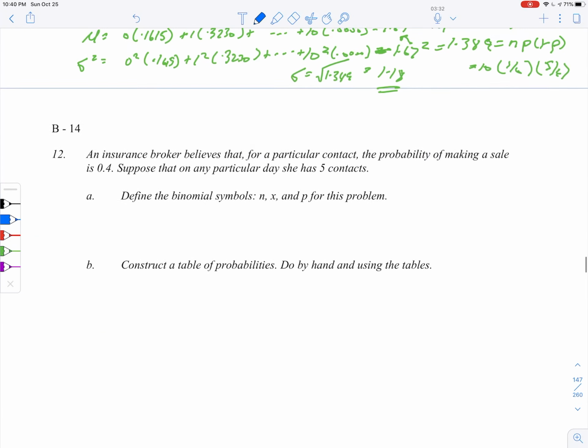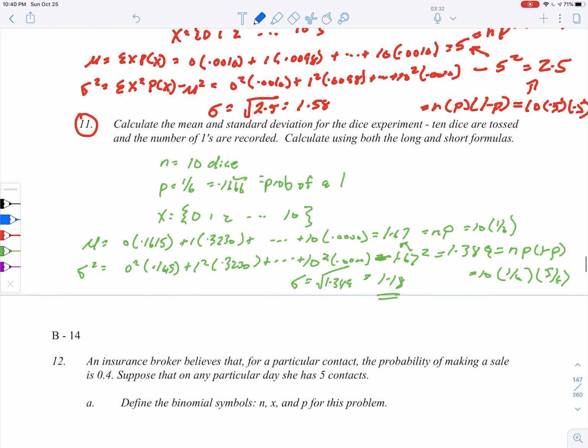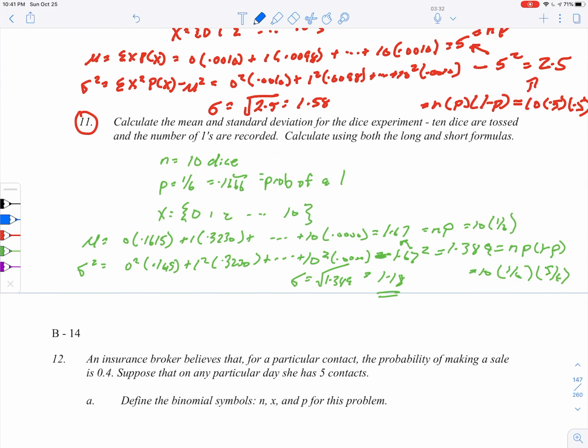So that's where I'm going to end this particular unit here. And that will actually bring us to some problems that we're going to work through at the end here.